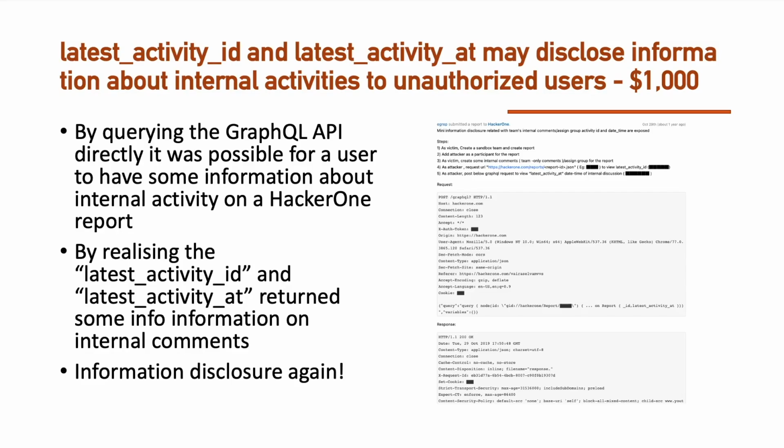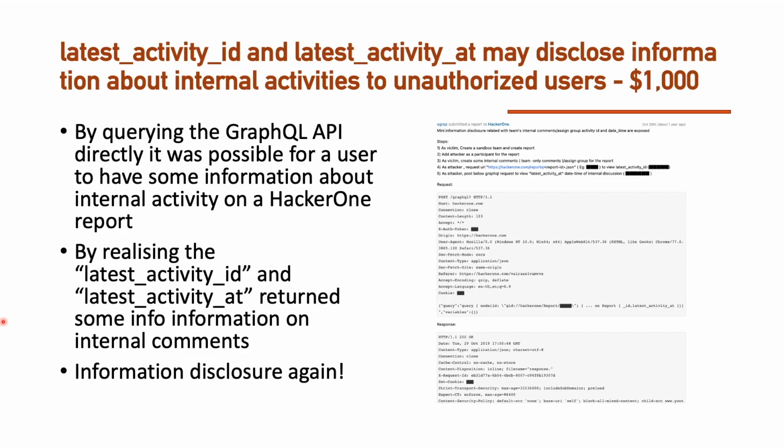But let's look at some, again, a very simple information disclosure here, which is $1,000. By querying the GraphQL API with this one line query, right? This is not a complex query. They realized it was possible to have some information about an internal activity on a HackerOne report by realizing that the latest activity ID and latest activity @ return some information on internal comments. In this case, it was on your HackerOne report.